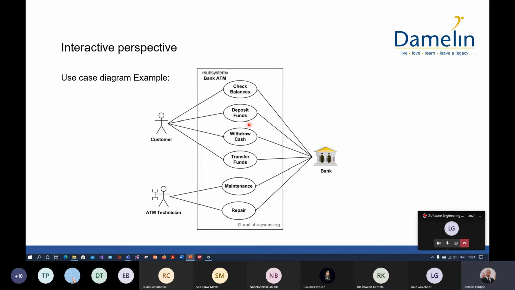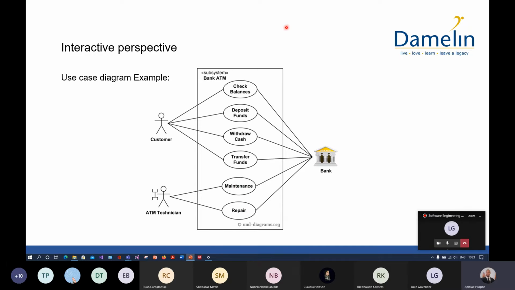All of these oval shapes inside, they represent the use cases. Okay, so this is a use case diagram. It's not a use case, it's a use case diagram. Don't confuse the two terms, okay? So what are some of the use cases for an ATM? Customer will check balances, deposit funds, withdraw cash, transfer funds. There's going to be some sort of maintenance happening, and there's going to be some sort of repair.